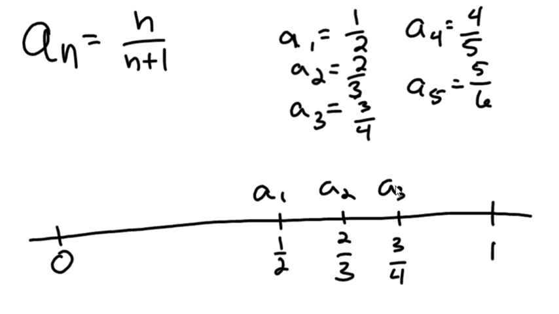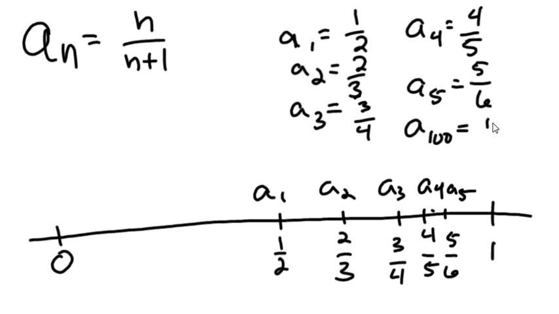A sub 4 is 4/5. Let's say about right here. A sub 5 is 5/6. Then a sub 6 would be 6 over 7. Check here. A sub 7 would be 7 over 8. So on and so forth. What about a sub 100? Well, that's going to be 100 over 101. Closer and closer to 1.